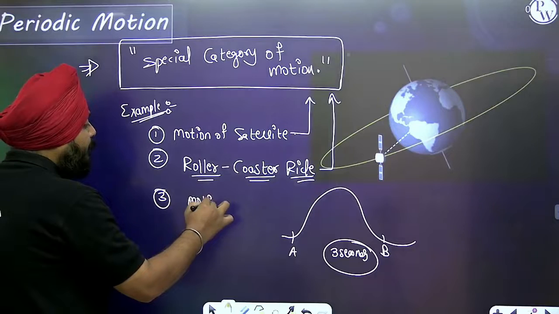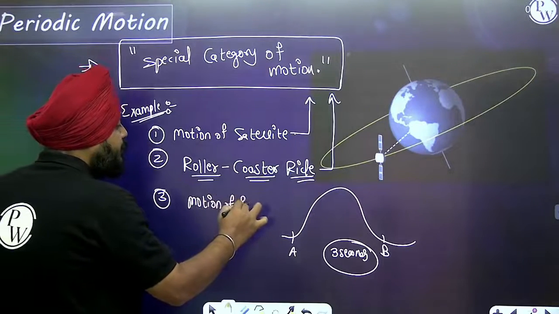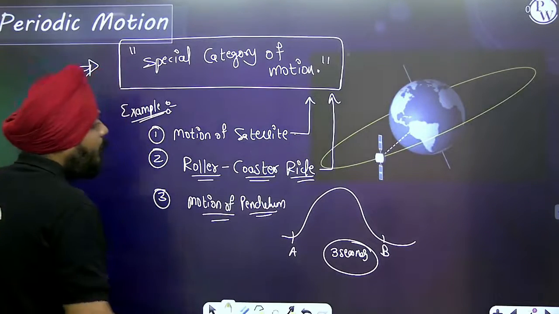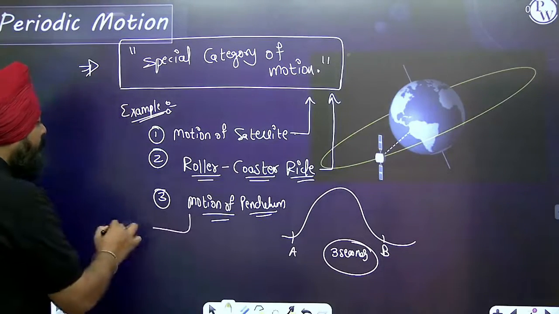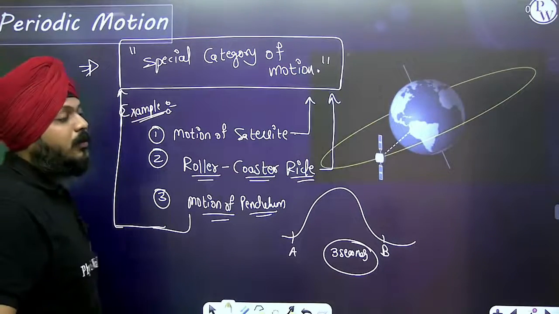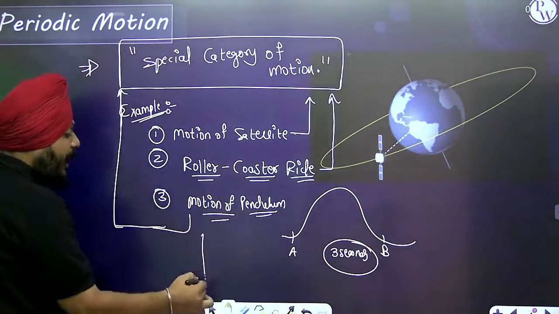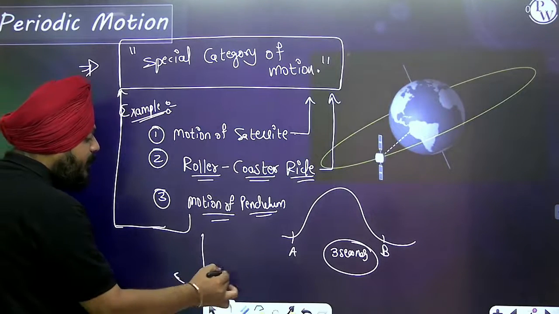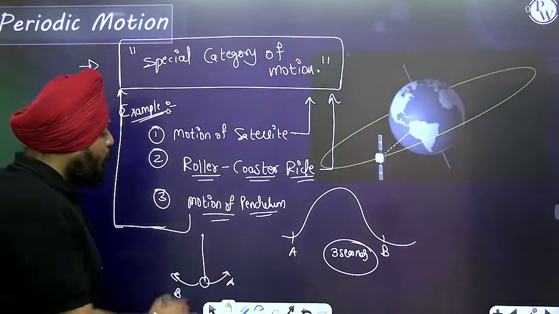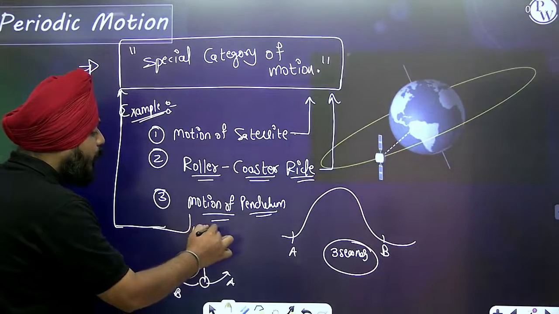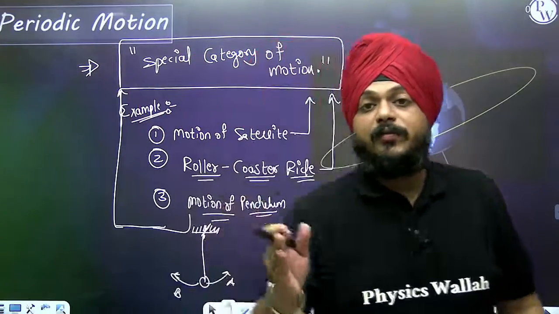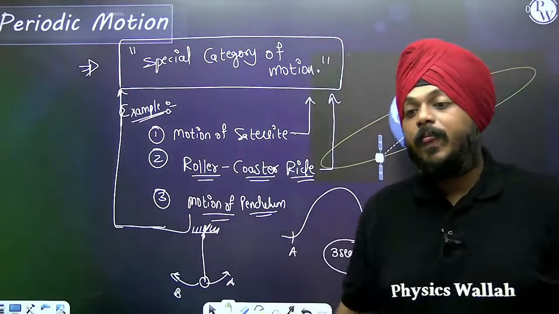Motion of a pendulum. Why is the motion of the pendulum considered periodic motion? The pendulum moves on this side, then on this side. This is point A. Here also we can say that in the motion of the pendulum, at a specific interval of time, the path is repeated.